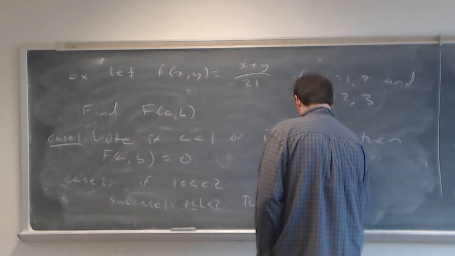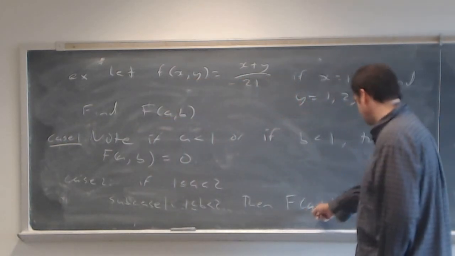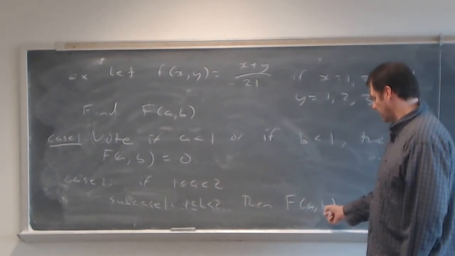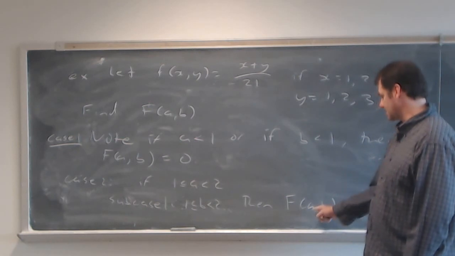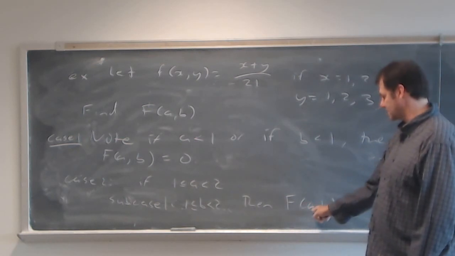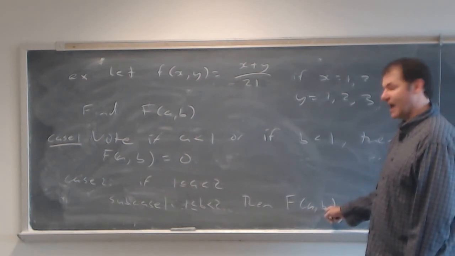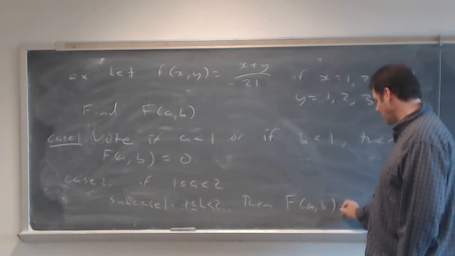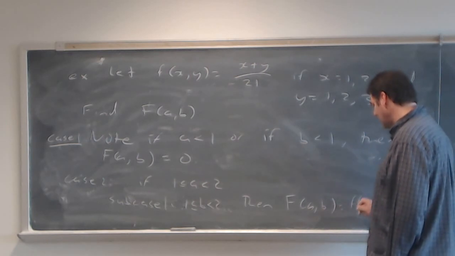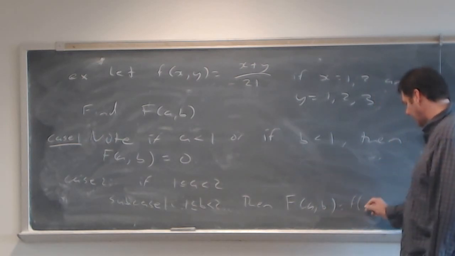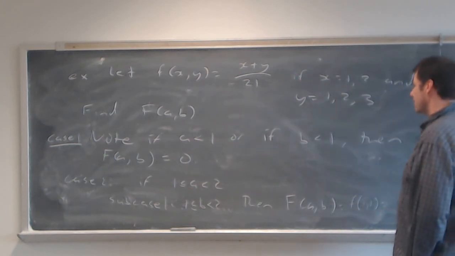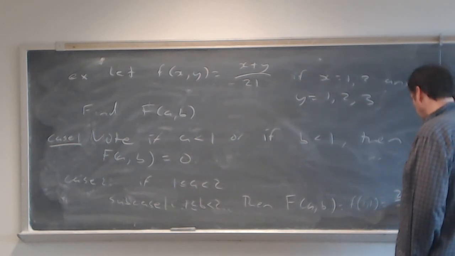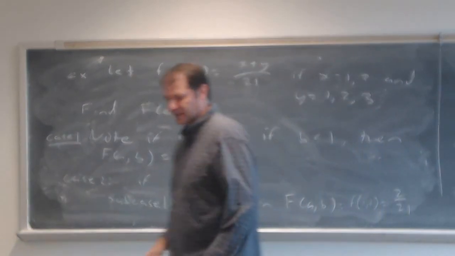f of ab. What's an example of the input value we're talking about in this subcase? We're talking about something like f of 1.3, 1.7. So that's the probability that x is less than 1.3 and y is less than 1.7. Well, what is that? That's nothing more than little f, the joint PDF, of 1, 1. And I know what that is. That right there is 2 over 21. So I got that. That's this case.